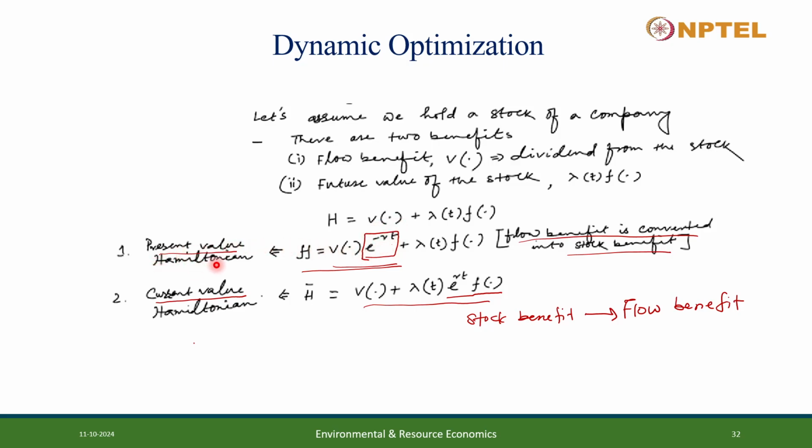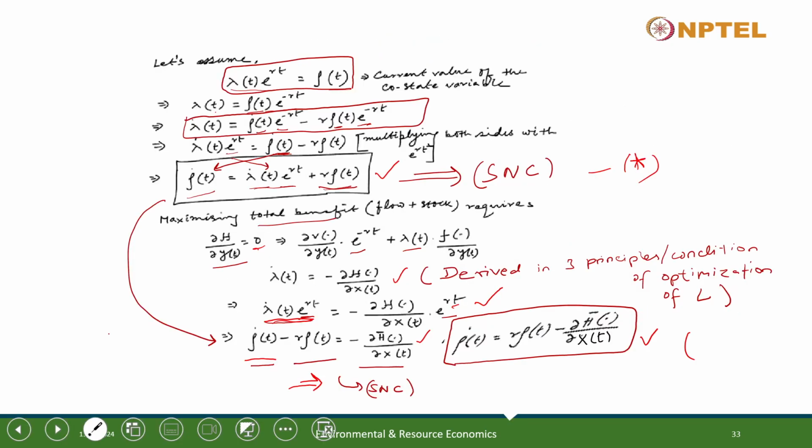So in the present value Hamiltonian, we multiply v dot with e to the power minus rt, and in the current value Hamiltonian, the stock benefit is converted to the flow benefit. In this case, we multiply the lambda f dot term by e to the power rt. So these are the Hamiltonian values, and from here we keep deriving.